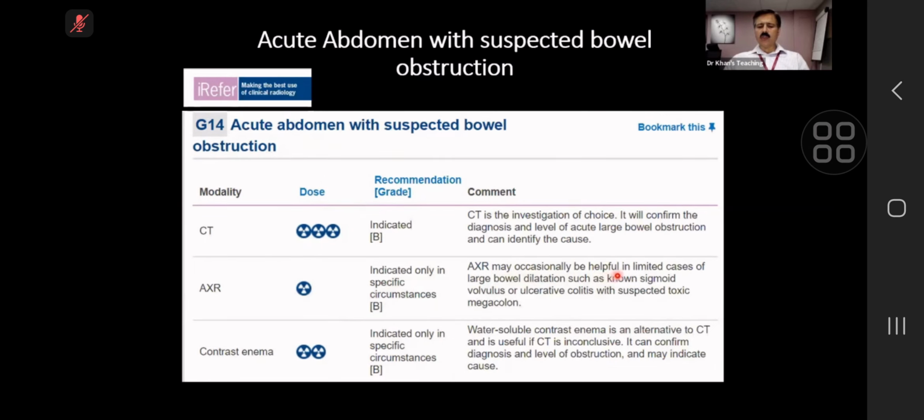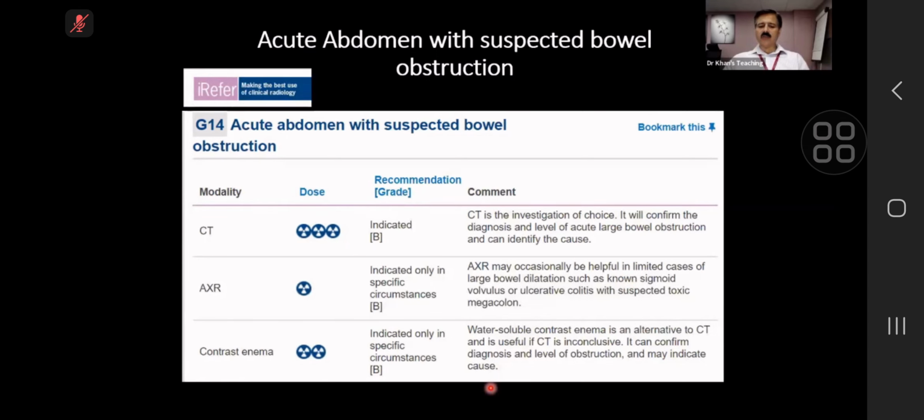X-ray may occasionally be helpful in limited cases of large bowel dilatation, such as known sigmoid volvulus or ulcerative colitis with suspected megacolon. Both of these are classical viva questions. Remember this. Both of them they will ask you in the viva. Sigmoid volvulus take-home point is a plain film diagnosis.